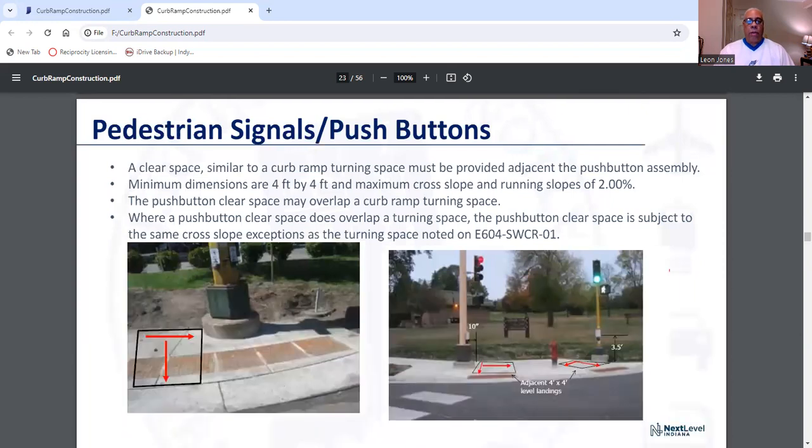Again, a clear space similar to a curb ramp turning space must be provided adjacent to the push button assembly. Minimum dimensions are 4 feet by 4 feet, and the maximum cross slope and running slopes must be 2%. The push button clear space may overlap a curb ramp turning space. And where a push button clear space does not overlap a turning space, the push button clear space is subject to the same cross slope exceptions as the turning space, and that's noted in the standard specifications.